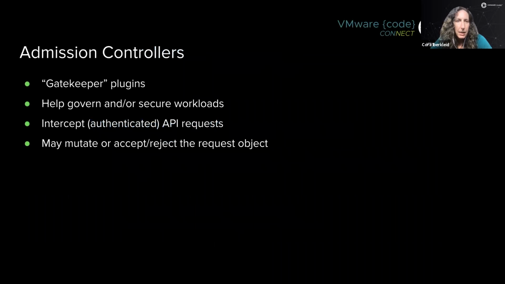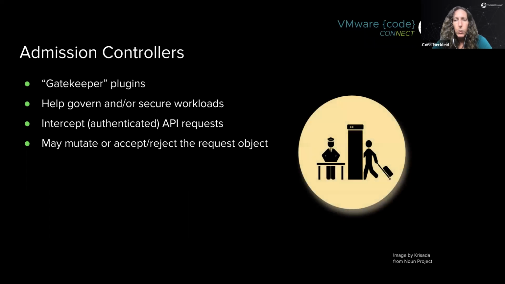So broadly speaking, admission controllers are plugins that you enable on your Kubernetes cluster, and they act as gatekeepers. Their purpose is really to help you govern or secure the workloads that are going to get deployed into your cluster. They operate on requests after the Kubernetes API server has authenticated and authorized the request, and they can either just accept the request or reject it, or they can change it.